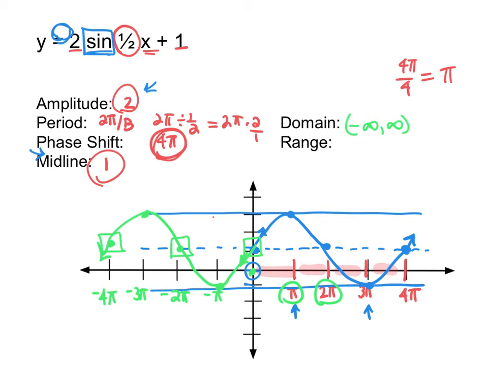Range is maximum to minimum. Well, let's see. My lowest point is -1. My highest point is 1, 2, 3. So I'm going from -1 to +3. It includes both of those. Make sure you put your negative number first.